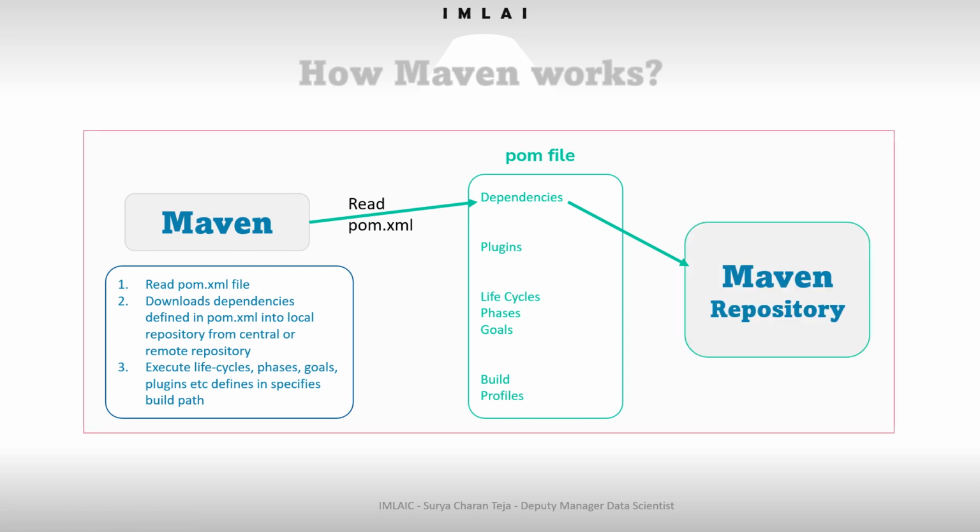That's the final step of Maven. To put it in a nutshell: read the pom.xml file, download all the dependencies, and store them in your local repository. Then execute life cycle phases, goals, build profiles, and plugins. Once all is done, you create a Maven repository, and inside that you store your artifact.